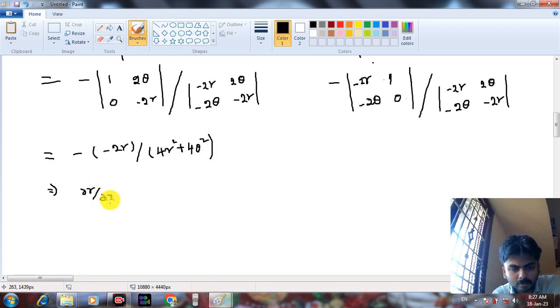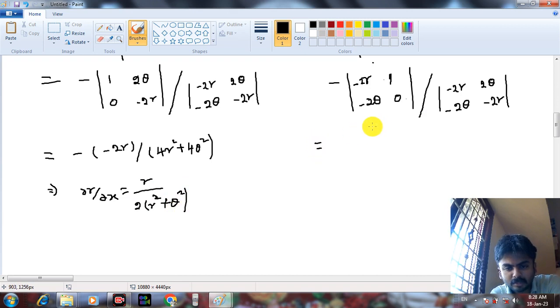Therefore we will have dou r by dou x, a partial derivative, equal to, we can take 4 commonly outside, and it will become plus 2. So we are having r divided by 2 into r square plus theta square.